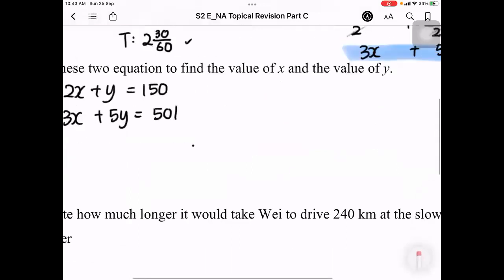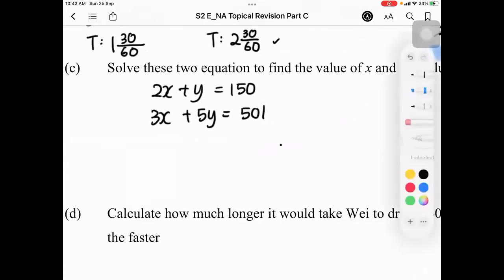Okay, next question. So this one, how do we solve? We're going to solve simultaneous equations. For me, I'll try to do elimination. I'll call this equation 1, equation 2. Okay, I need your help. Do you want to make x the same or you want to make y the same? Come, give me a suggestion. Make y the same, can. If I want to make y the same, I look at the y. This one is y, this is 5y. What do I need to do?